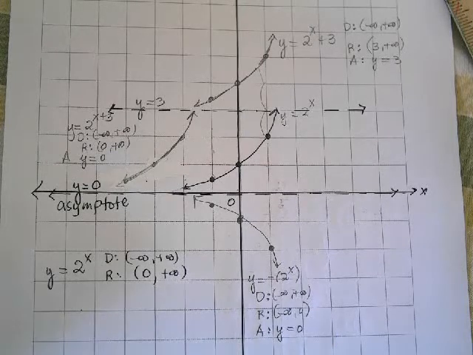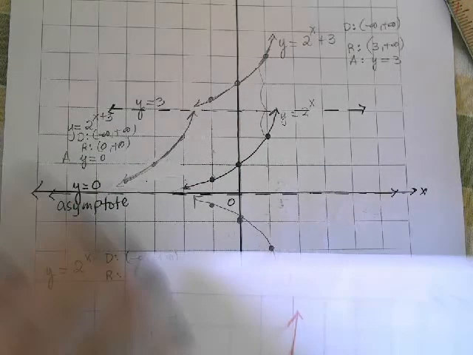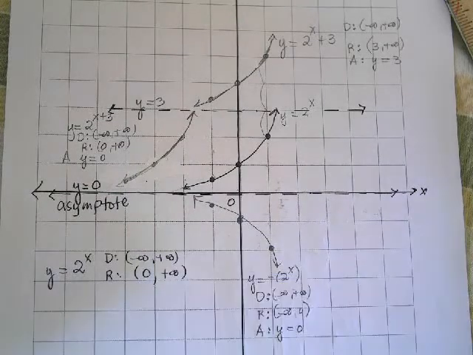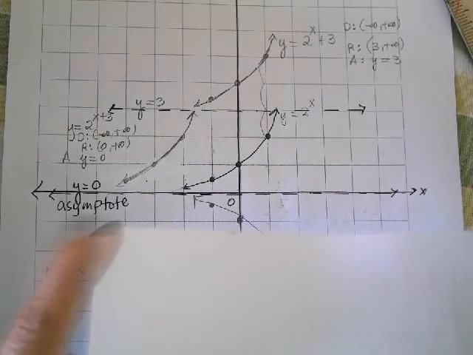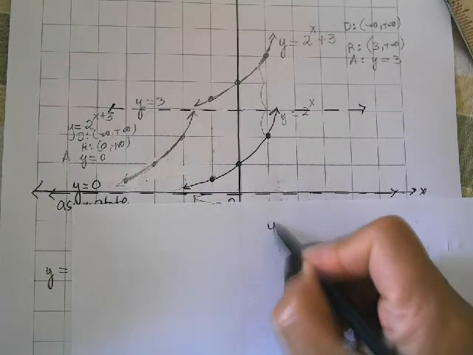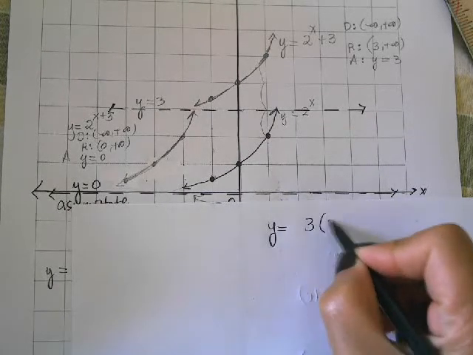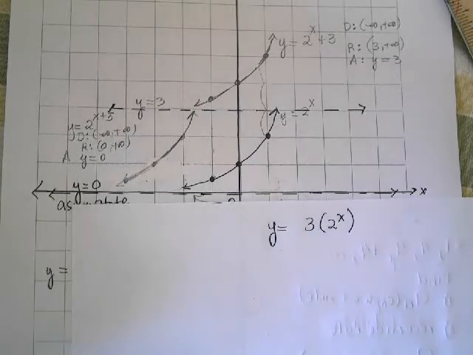Next. Okay, so next it will be this. We're going to graph this one now. Okay, for the next, let me get a clean piece of paper. Okay, we're going to get y is equal to 3 times 2 to the x.